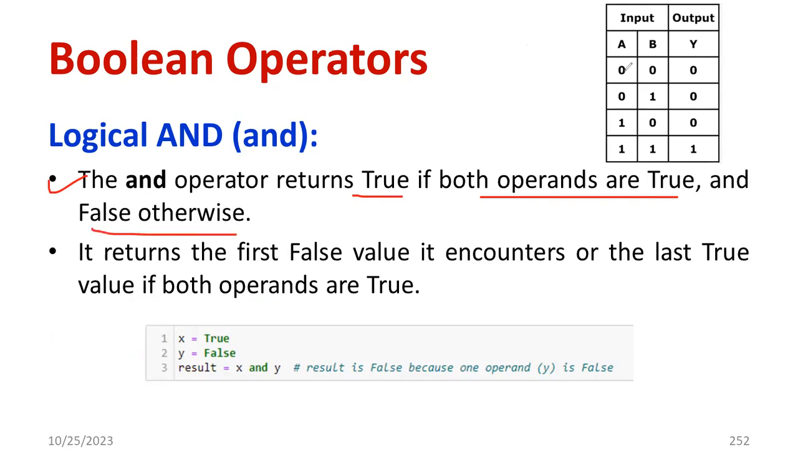You can see this. So both the inputs are false, output is 0. One input is false, other one is true, then output will be false only. If one input is true, other input is false, output will be false only. If two inputs are true, obviously you will be getting the truthness output, true as an output. It returns the first false value it encounters or the last true value if both operands are true. Here A and B are considered as operands, Y is the output.